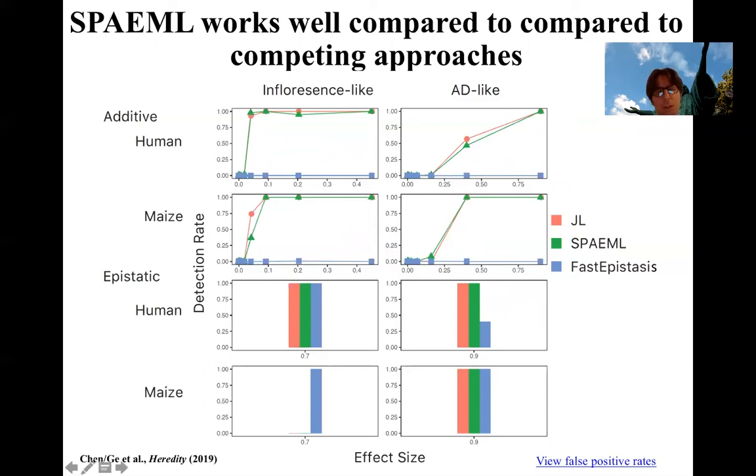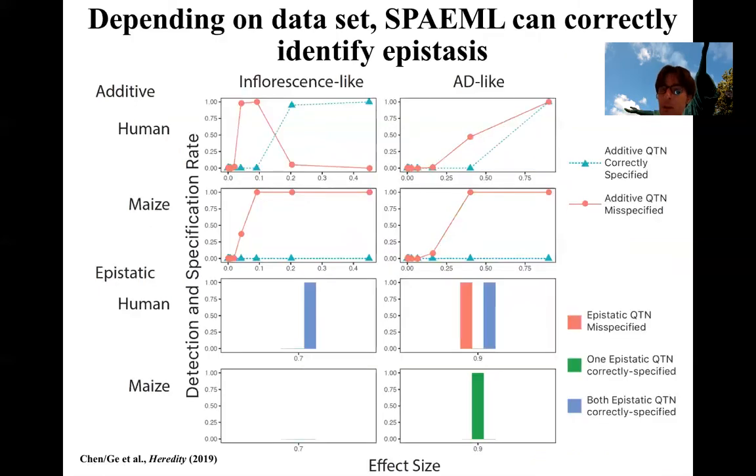So what we see in this graph is that the red lines and the blue lines and the red bars and the blue bars all approximately look the same. So this means that SPAEML does a good job, at least as good a job as competing approaches, for detecting epistasis.